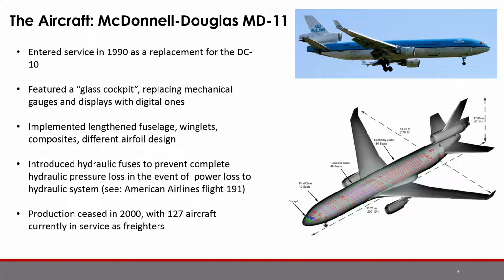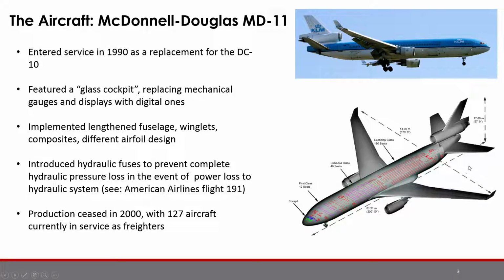The MD-11 featured a glass cockpit. I'm not talking about the windows. The glass cockpit means that the displays are digital, which we'll see later, instead of mechanical gauges. Also, the fuselage of the MD-11 is longer than a DC-10, there's a different airfoil design, and they have these little winglets to increase efficiency.